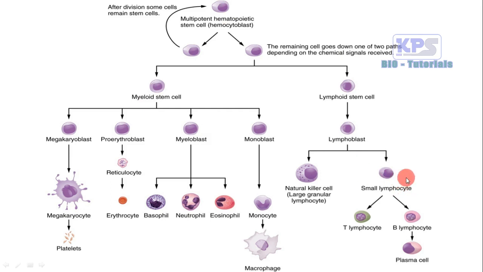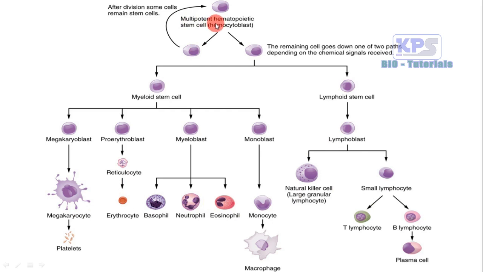All these blood cells are generated from a common ancestral cell, a common multipotent hematopoietic stem cell, which is also called hemocytoblast. They are found in our bone marrow. This multipotent hematopoietic stem cell has the potency to develop into different types of blood cells. Thereby they are called multipotent cells.